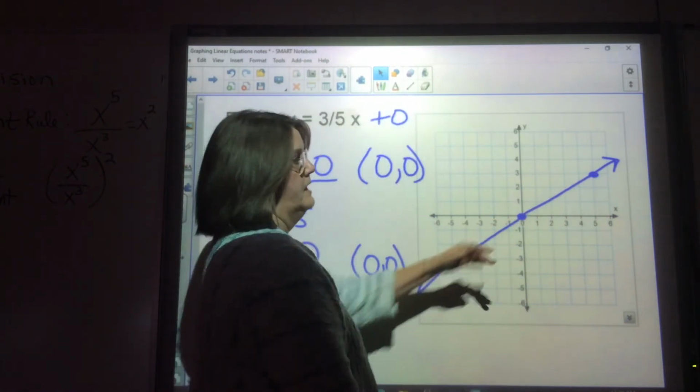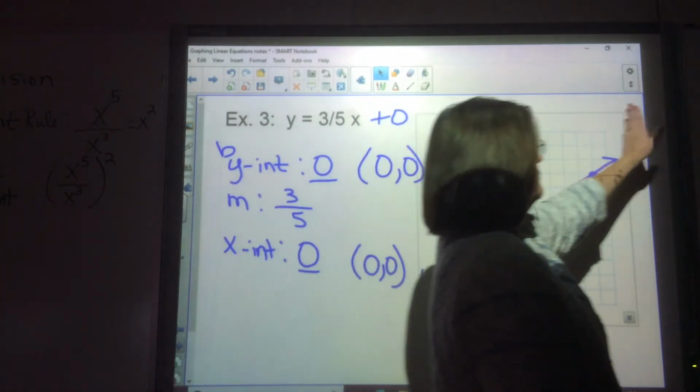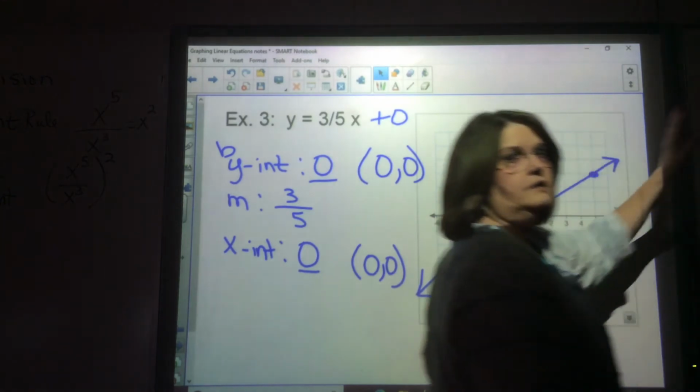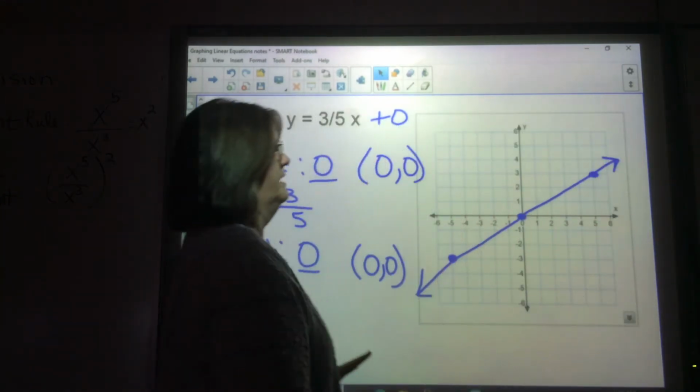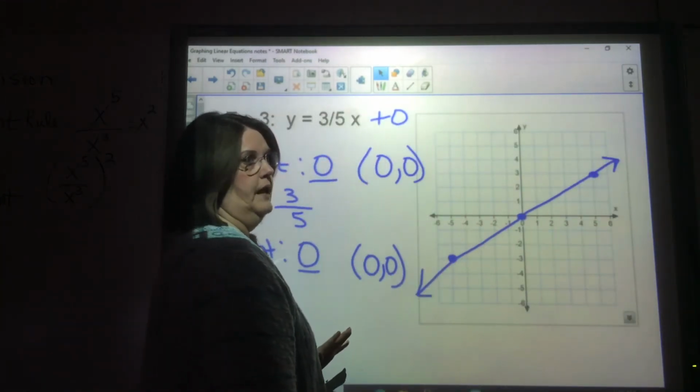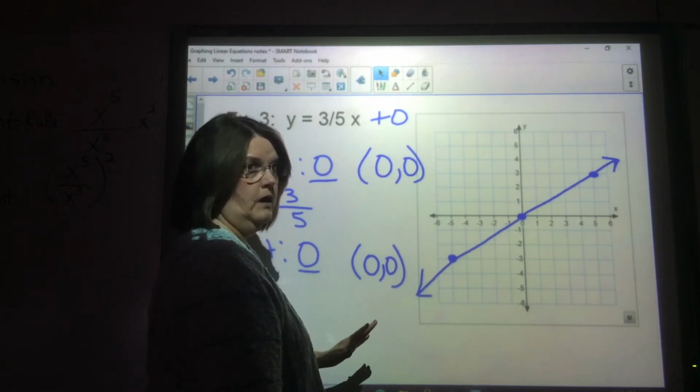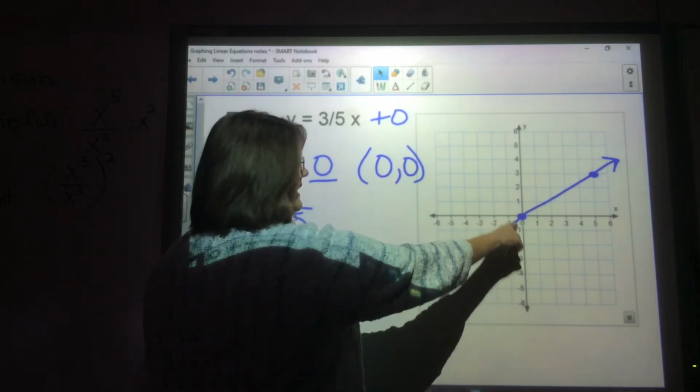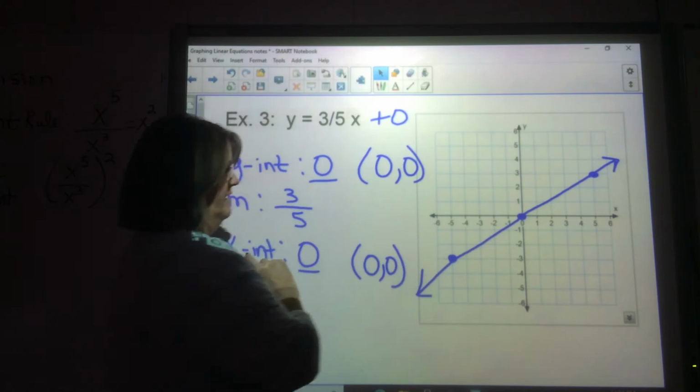And notice that I can no longer go up 3 and then to the right 5, because it would go way over here. So since I can't do another point, that's when you go down, and the opposite of up and right is down and left. So down 3 to the left 5 for my final point.